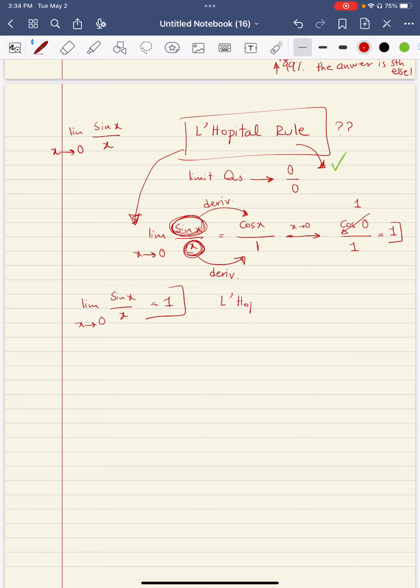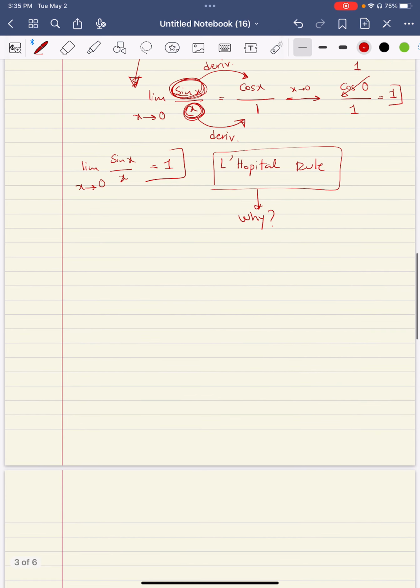But let's write L'Hopital's rule once again. But why? A lot of you might just memorize L'Hopital's rule, but you do not know the reasoning behind it. So to know the reasoning behind it, I have to graph the numerator and the denominator.